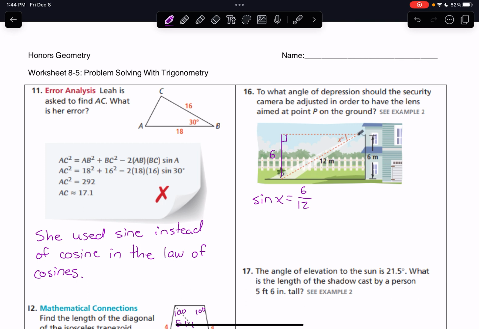Then we can find the inverse sine of both sides, which gives x equals the inverse sine of 6 over 12. You can run that through a calculator or use what you remember about the sine of 1/2, and that is x equals 30 degrees. So the angle of depression is 30 degrees.